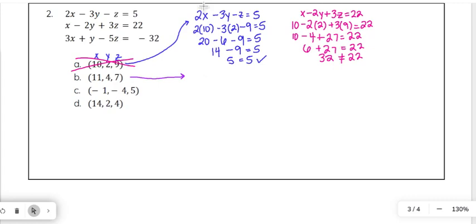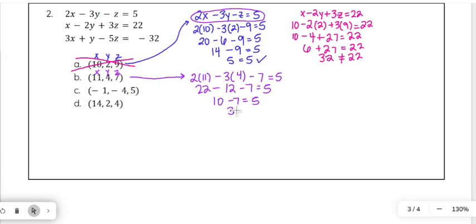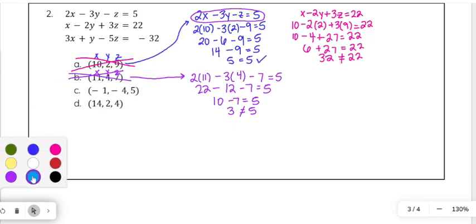Now we're going to plug that second ordered triple, x, y, z, our 11, 4, and 7, into this first equation. So 2 times 11 minus 3 times 4 minus 7 equals 5. 2 times 11 is 22, minus 3 times 4 is 12, minus 7 equals 5. 22 minus 12 is 10, so we get 10 minus 7 equals 5. 10 minus 7, though, is 3, which is not equal to 5. So that tells us B is not a correct answer.